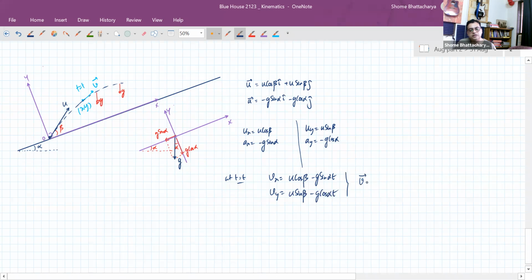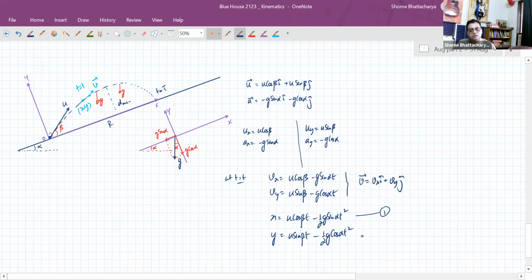And the x coordinate will be u cos beta t minus half g sin alpha t square, and the y coordinate will be u sin beta t minus half g cos alpha t square. And from that, you can see that when it lands over here somewhere at t equal to capital T, everything will come from these two equations.